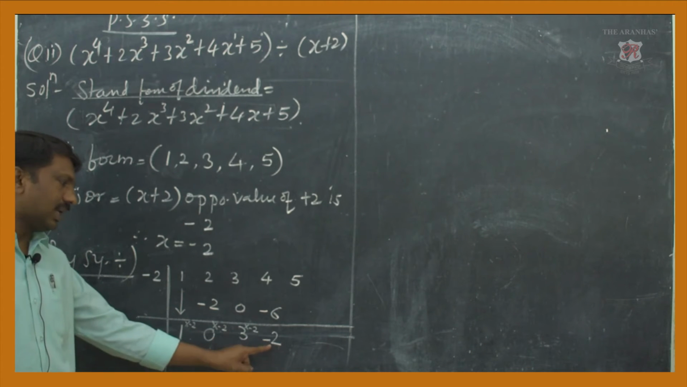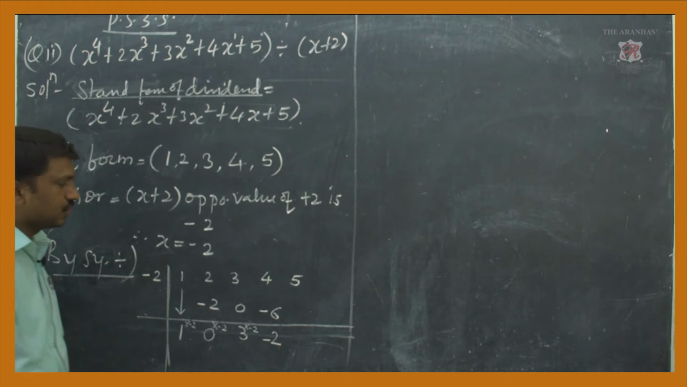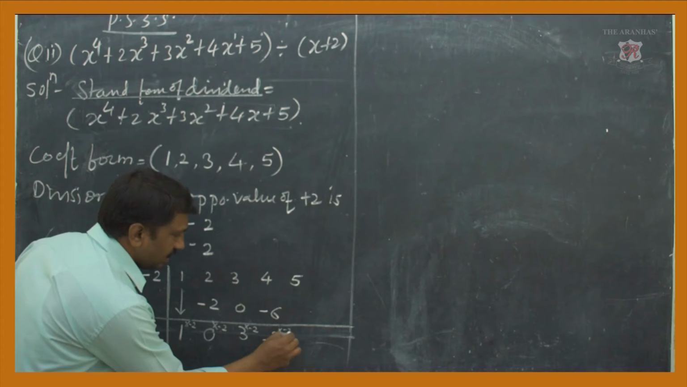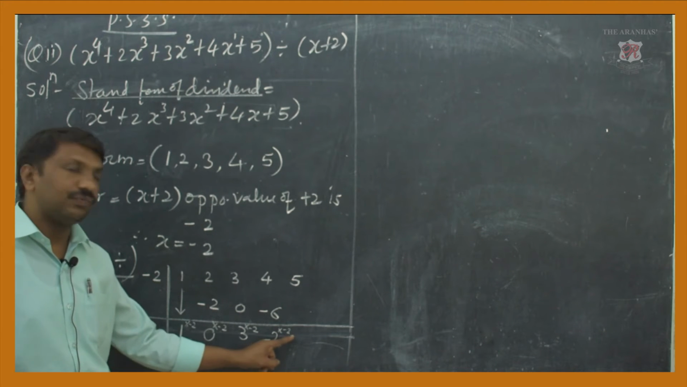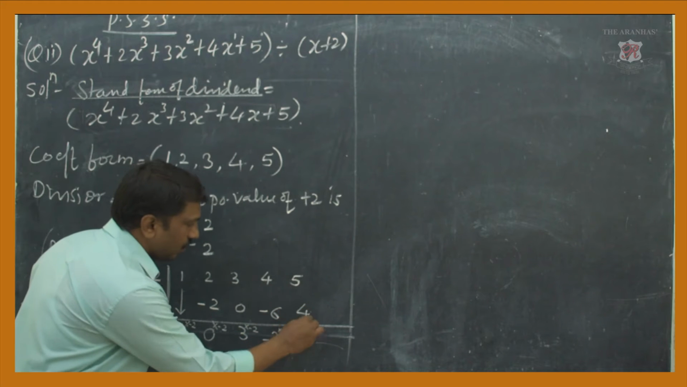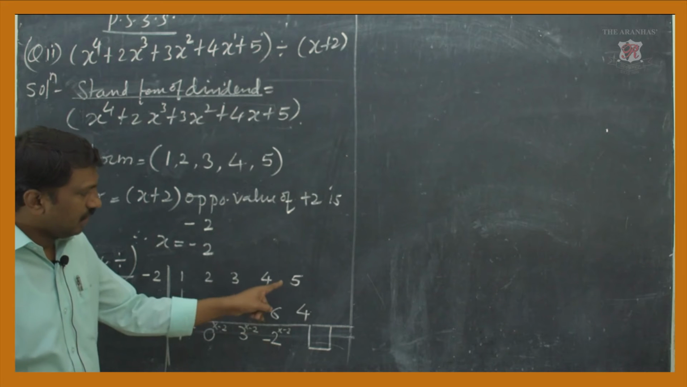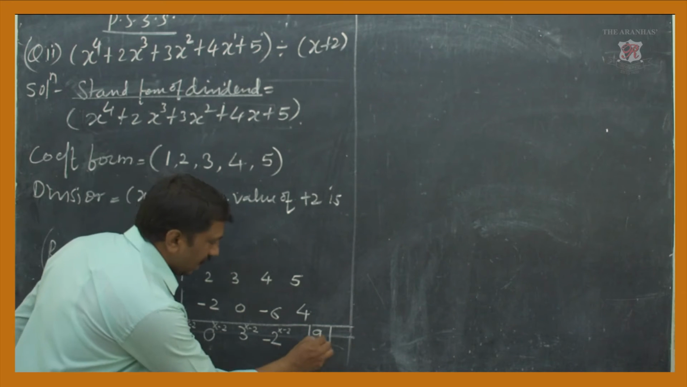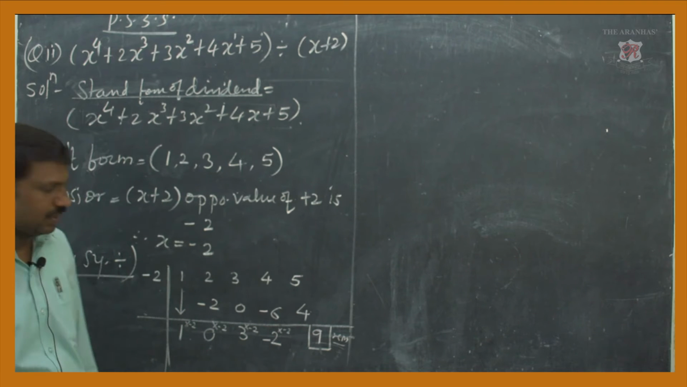Then again we have to multiply this 2 with your divisor, which is minus 2, so we will write here minus 2. Now minus into minus will be plus, means 2 2s are 4. So here we will get 4, and finally whatever you get, just simplify. So 5 plus 4 will be 9. This is known as the remainder. This last value is known as the remainder.